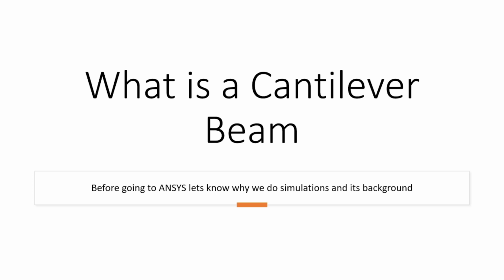So what's a cantilever beam? A cantilever beam is a type of structural element that is supported at only one end and free to move on the other end. The term cantilever comes from the French word canton, which means corner or edge. The beam is typically rectangular in shape and its length is greater than its width or thickness.